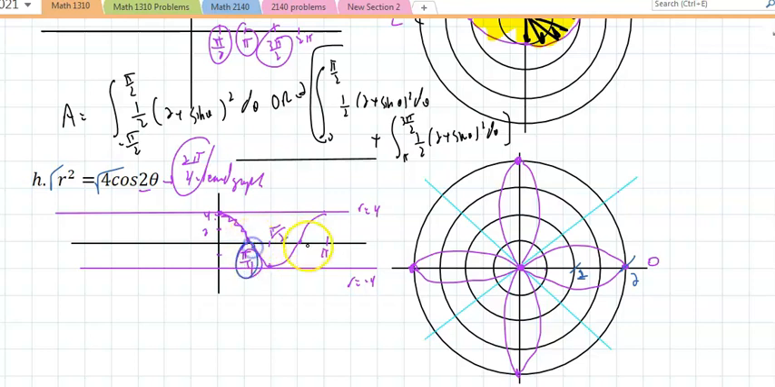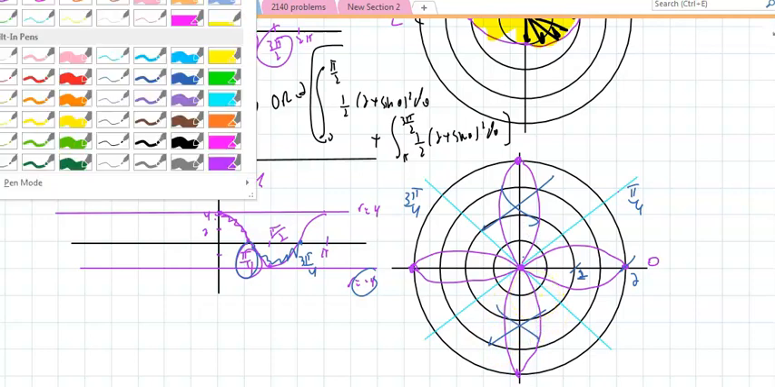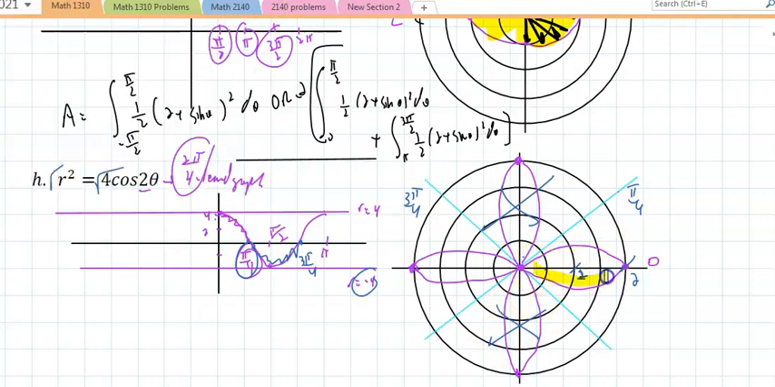We know it's negative between pi over 4 and 3 pi over 4. So this part of the graph really resembles this part, and this graph is symmetric, so that part is not there. So the actual area is nothing more than those two. I would say the area is the integral.